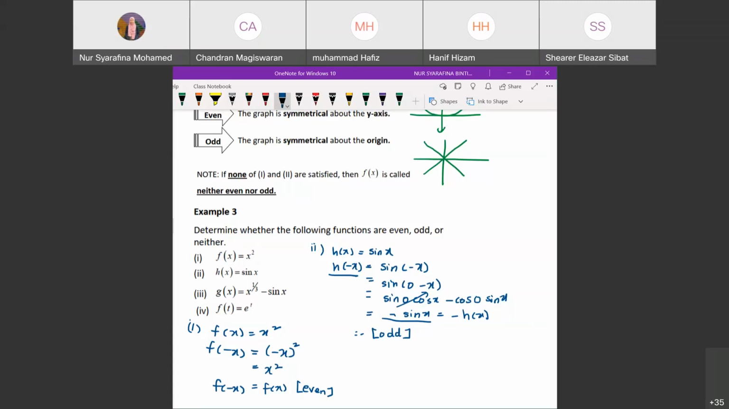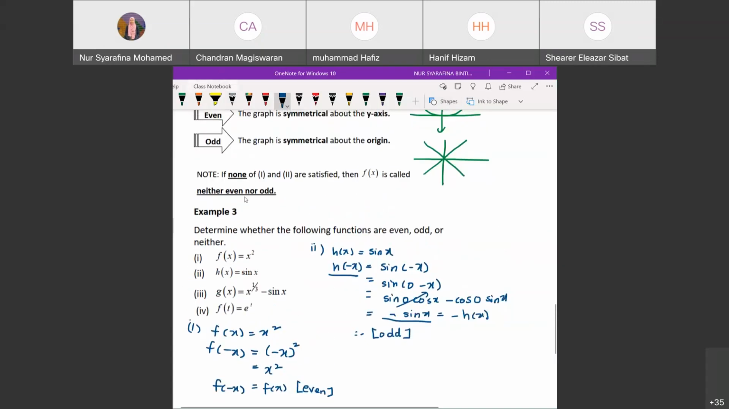Okay, try the third one. G(x) is x to the power of 1/3 minus sine x. Use sine x in the second question there. You have sine x there. Try to prove the third one. Is it even or odd or neither?